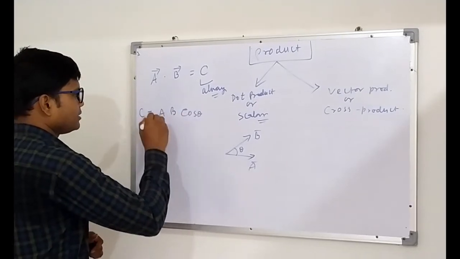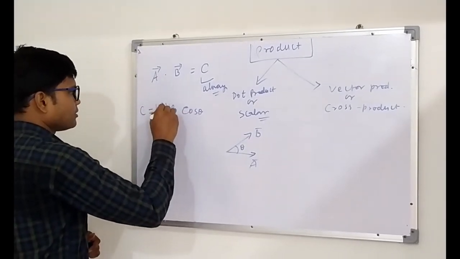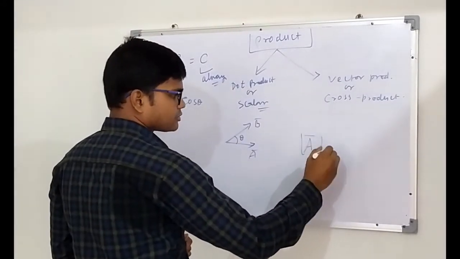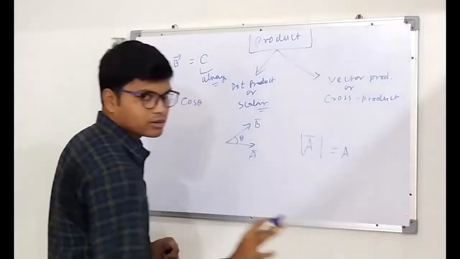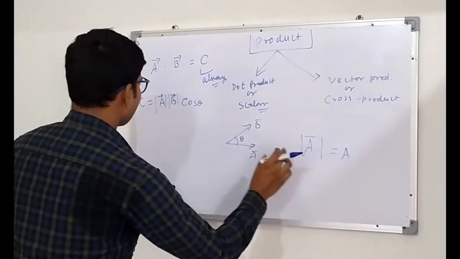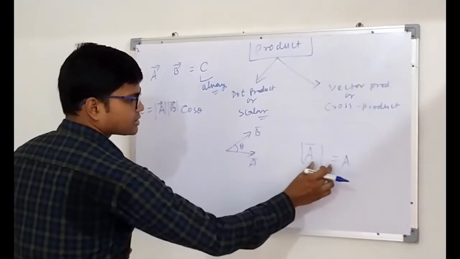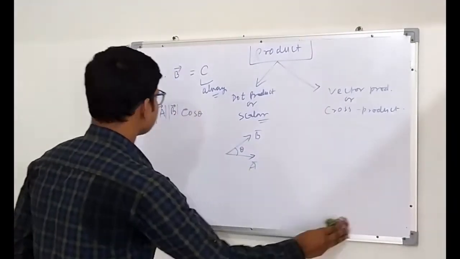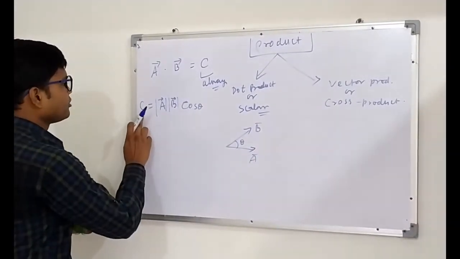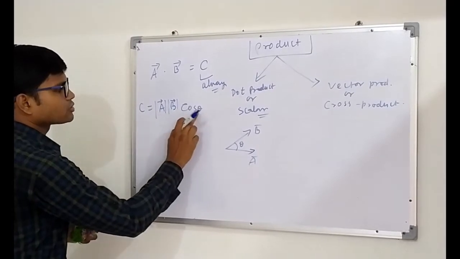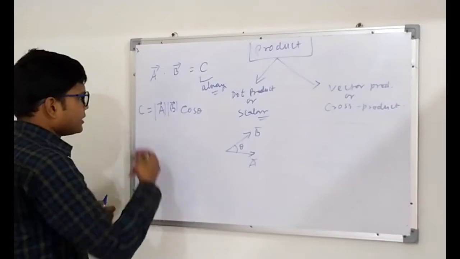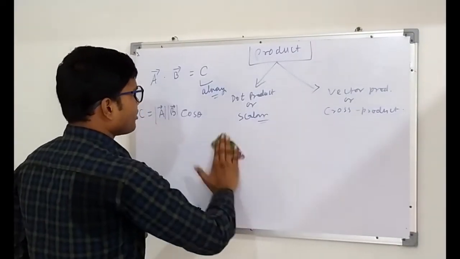The angle you can write also here. If I am writing this way, it is called magnitude, which is the same as A only. Whenever I write this kind of notation, instead I can also write this one. Both are the same thing. So you can break it also into AB cos theta, whatever the angle between them. This is the way of representing and writing it.